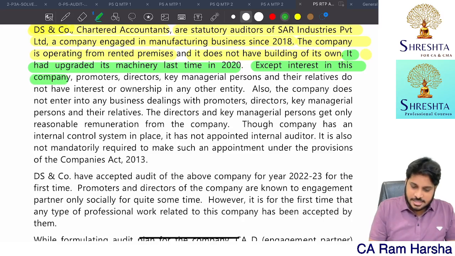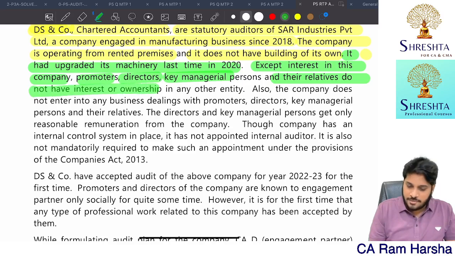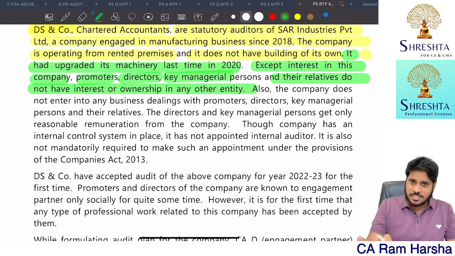Except for their interest in this company, promoters, directors, key managerial persons and their relatives do not have interest or ownership in any other entity. The company does not enter into any business dealings with them. The directors and key managerial persons get only reasonable remuneration from the company.